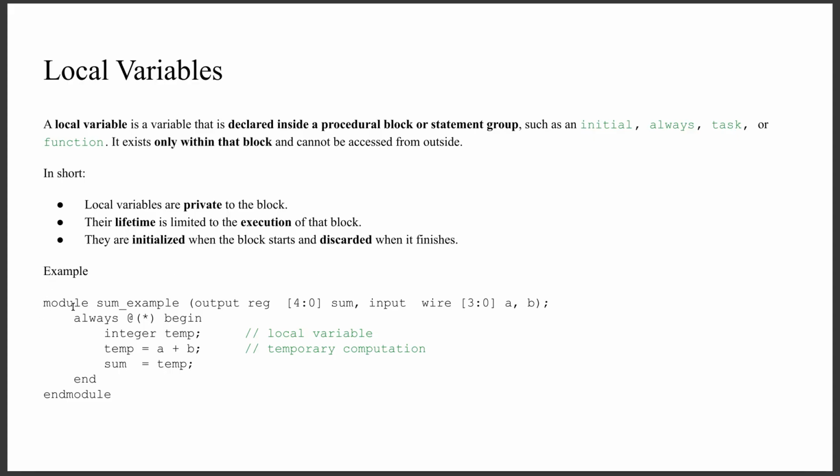Example, a module sum example, output register of an array of sum, input wire A, B. Always at any time something changes, we declare a temporary variable. Set temp equal to A plus B, and then sum equal to temp.